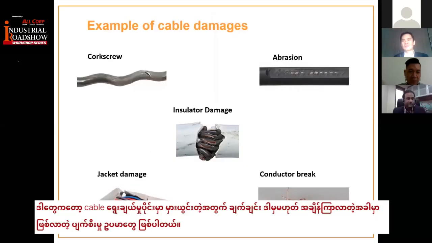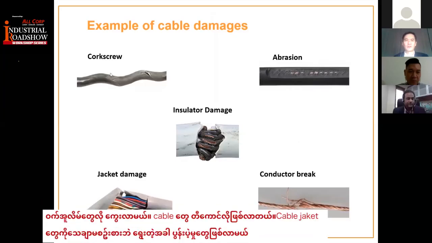Examples I can show you now are some of the cable damages, over time or immediately, when they choose the wrong cables. You will have the corkscrew effect, whereby the cables look like a little corkscrew, like a worm, or the cable jacket is improperly selected and you get abrasions.